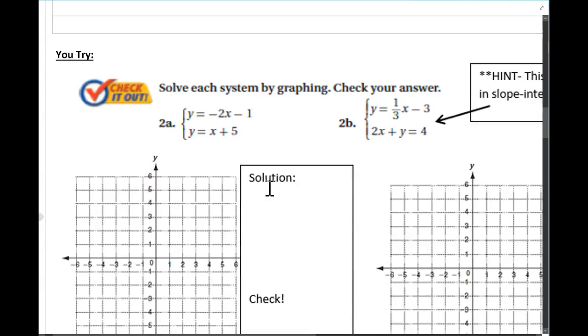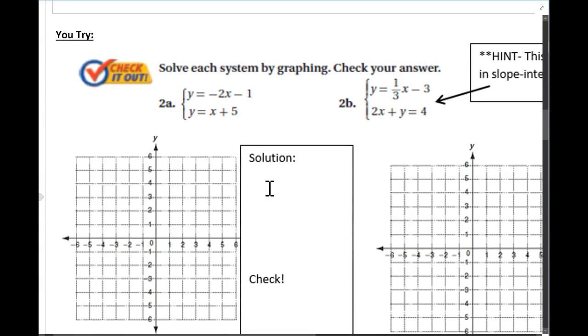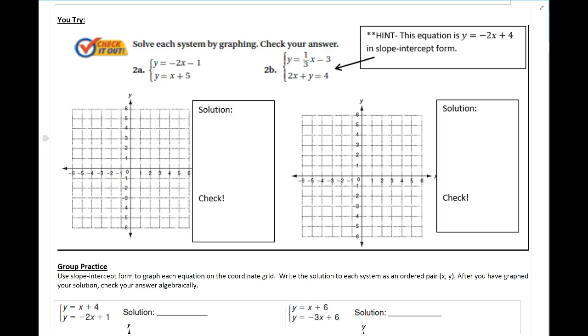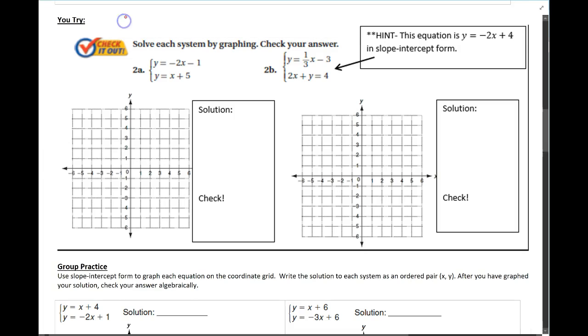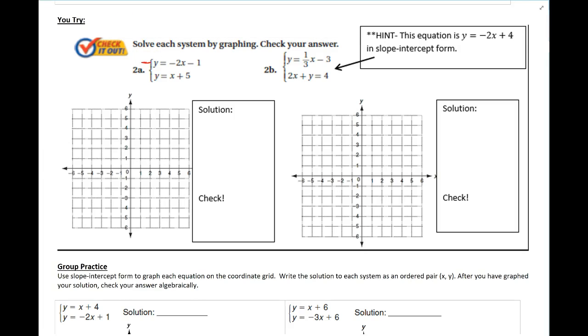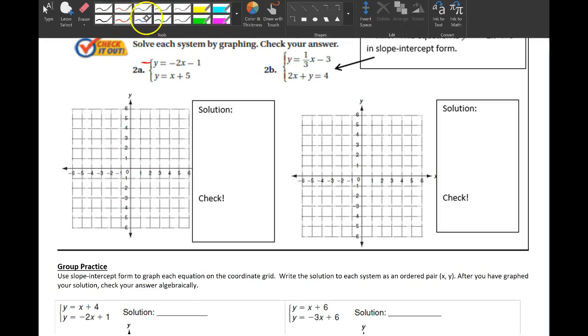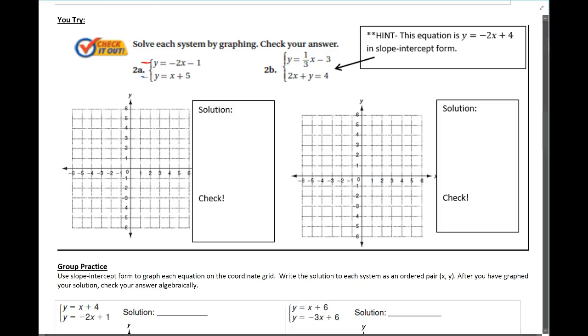What I want you to do really quickly is go down and try to graph both of the equations in the U-try. Take a moment, pause the video, and do that. All right, so coming back, let's label our lines. Again, you don't have to do this, but it's good practice so that you can make sure that your students fully understand what you're doing.